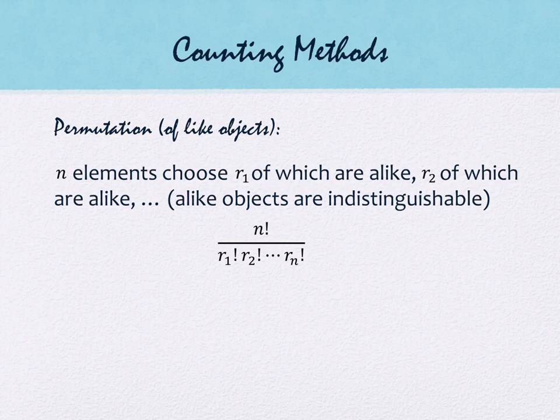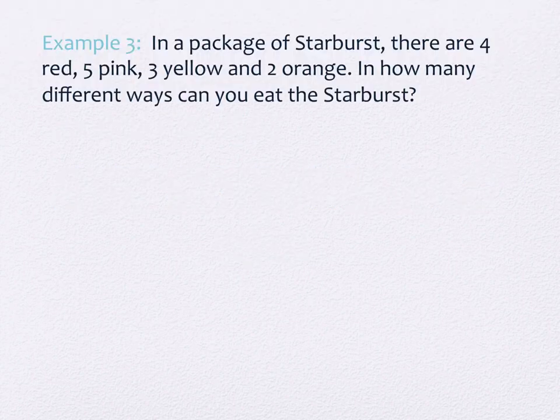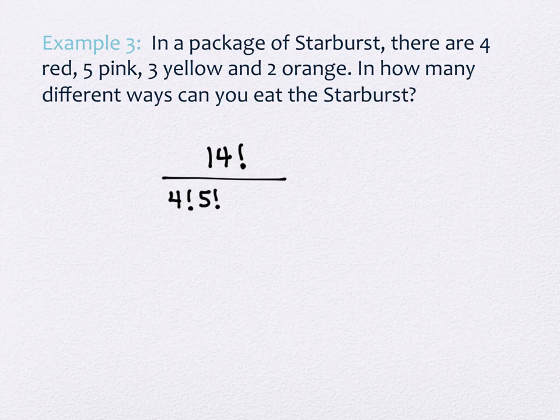So when we're counting these objects, we're figuring out first how many Starburst do we have? 14. That's the value that's going to go on top. There are 14 different pieces of candy that we're going to eat, assuming we ate the whole package, right? But some of them are indistinguishable from one another. All the pinks are indistinguishable, and there's 4 of them, so I'm going to have a 4 factorial in the denominator. All the reds are indistinguishable, and there's 5 of those, so I have a 5 factorial in the denominator.